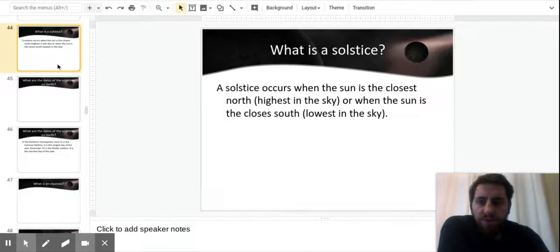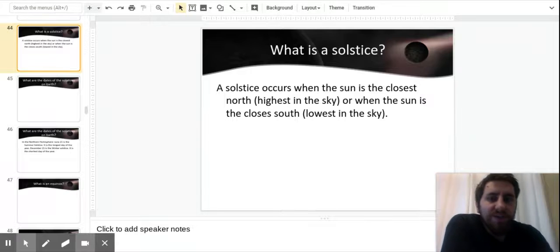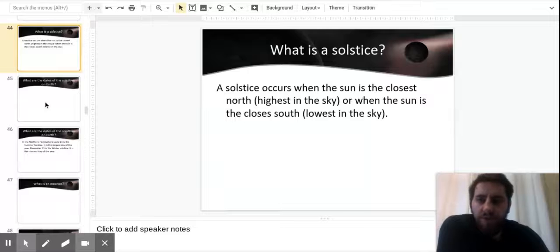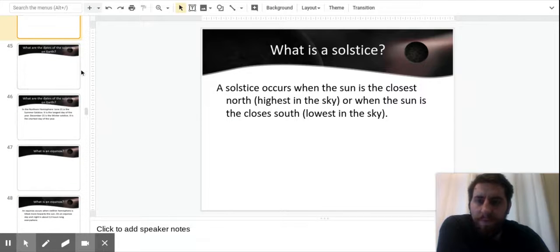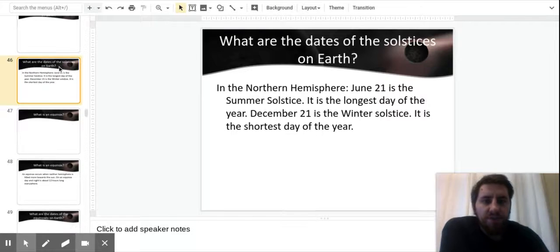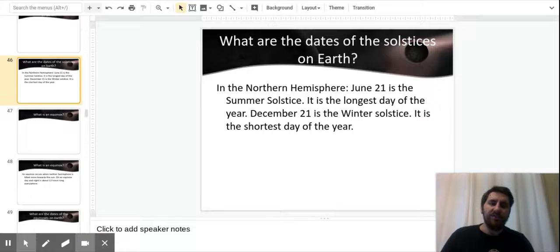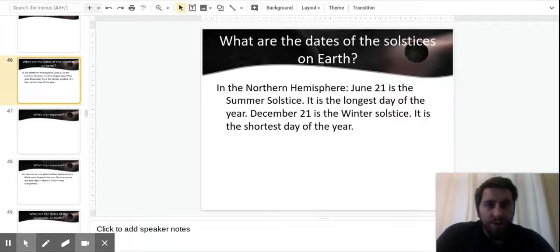Let's talk a little bit about solstices. A solstice occurs when the sun is at its farthest north or at its farthest south. That is a solstice. We have two of those every year. What are the dates of the solstices? In the northern hemisphere, June 21st is the summer solstice. Makes sense. That's the middle of summer, and it's the longest day of the year. Around that time we get our hottest temperatures as well.